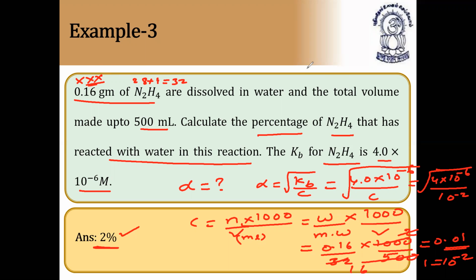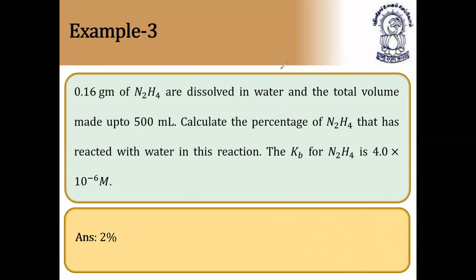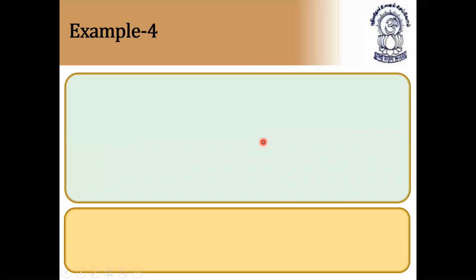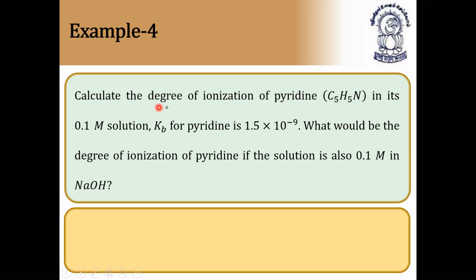We'll do more and more of these clearly. This is an important model, please note it down. Next question. Calculate the degree of ionization of pyridine, formula C5H5N. They are asking us to calculate the degree of ionization, that is alpha, of pyridine in its 0.1 molarity solution. Kb for pyridine is given as 1.5 into 10 to the power of minus 9. They have given the C value and also the Kb value.